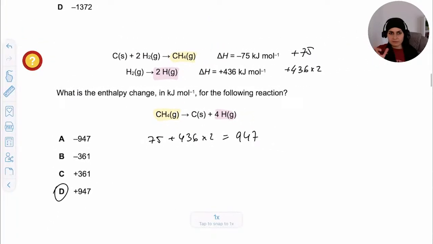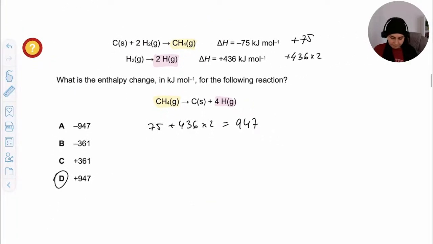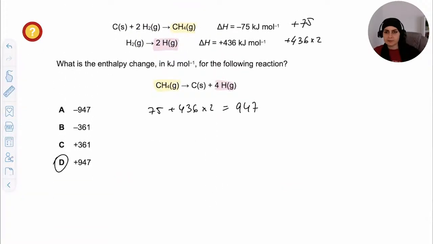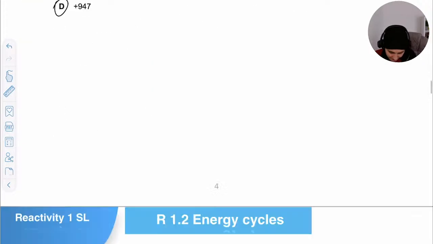Right, okay. Yes, well, that's how you do Hess's cycle in practice in the exam. If it's multiple choice, you do just like that. If it's open response, I would maybe rewrite equations and add just in case. But usually if you get the correct final answer, you get full marks.